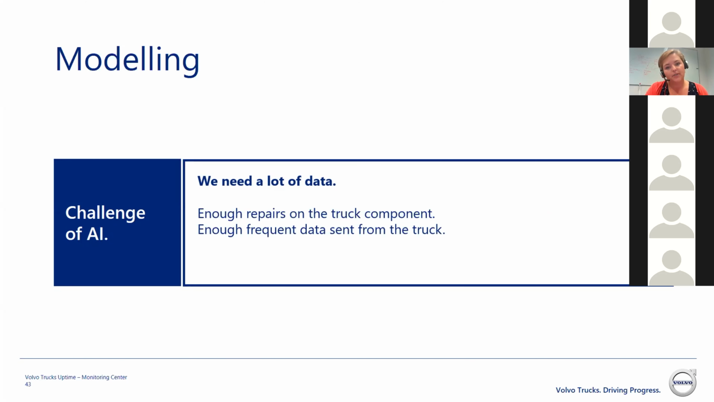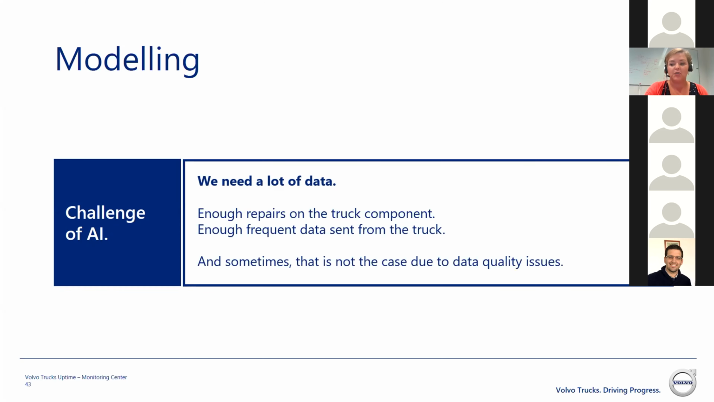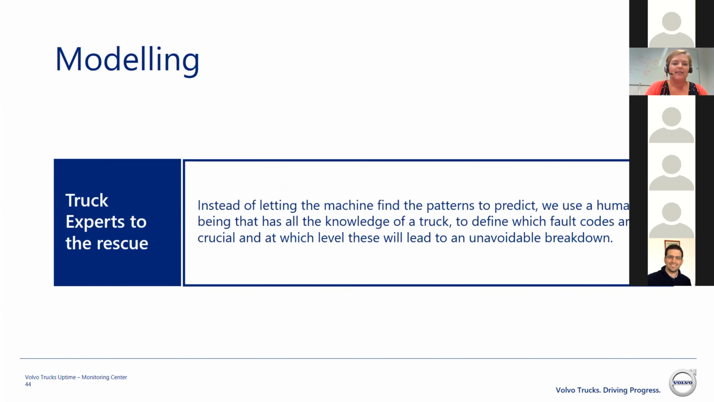So here at Volvo, I often feel like they're the heroes and I just do whatever they say I need to do. So truck experts to the rescue. And instead of letting the machine find the pattern to predict, we use a human being who has all the knowledge from the trucks to define which fault codes are crucial and at which level they will lead to an unavoidable breakdown. And it's actually a very straightforward decision tree, a decision tree that's created manually.